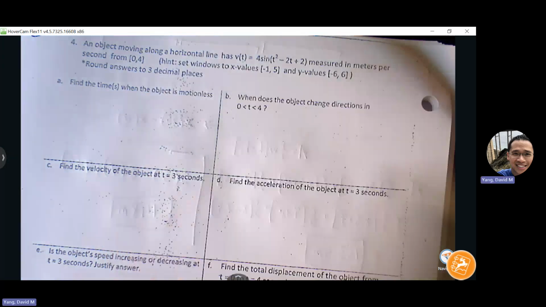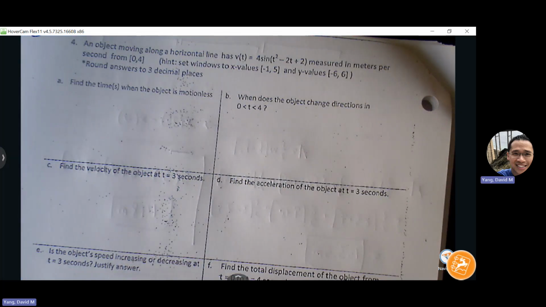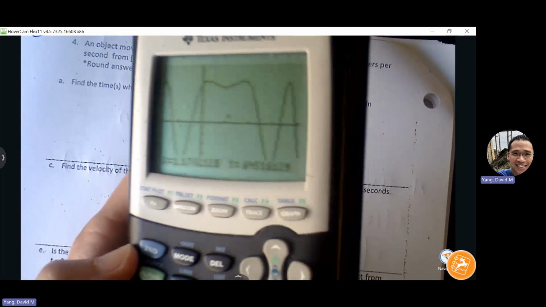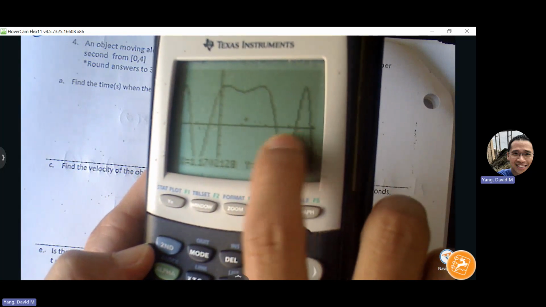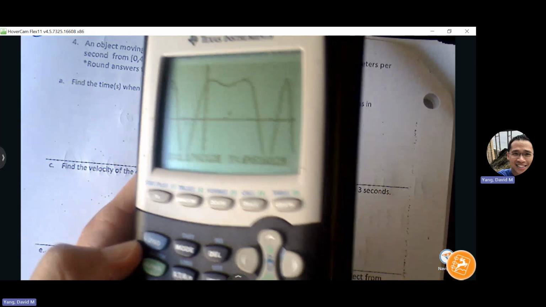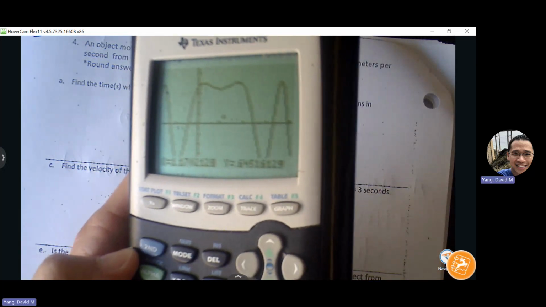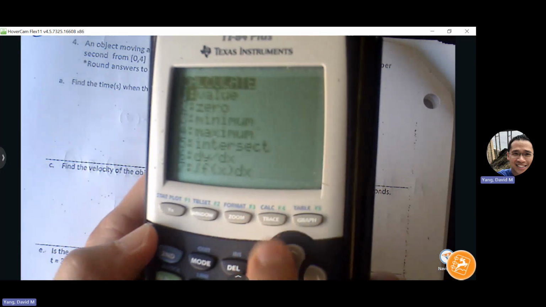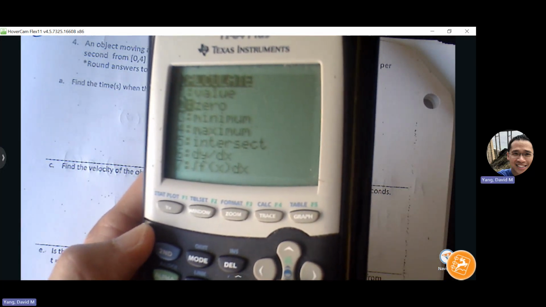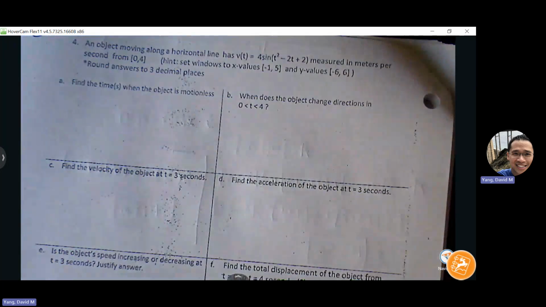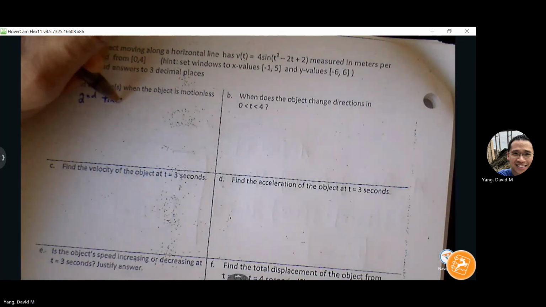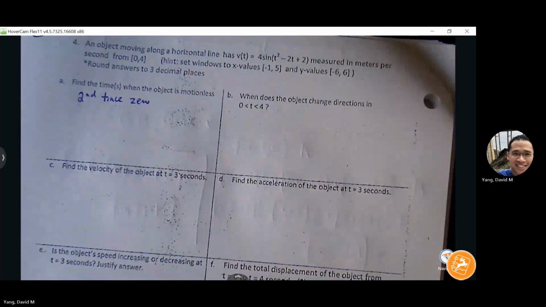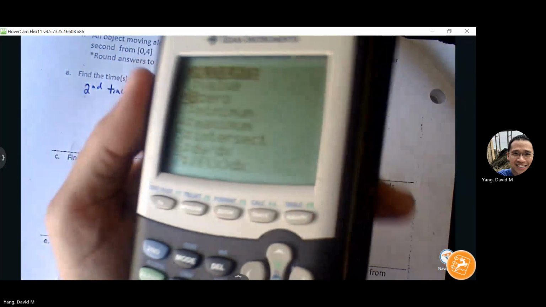So between 0 and 4, it says find the times when the object is motionless. Well, if you're looking at your velocity graph here, then velocity motionless will be velocity 0. So velocity 0 will be at this point, and this point. All right, so we're going to figure out what those decimal values are. The way you're going to get to those decimal values, you're going to do second trace, and then we're going to look for a 0. Okay, second trace 0. Let me write that down.